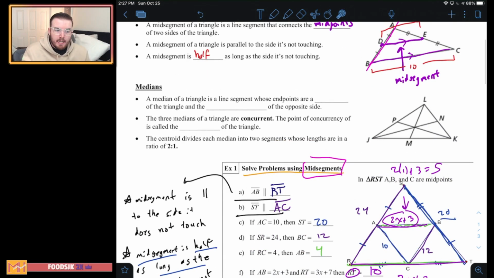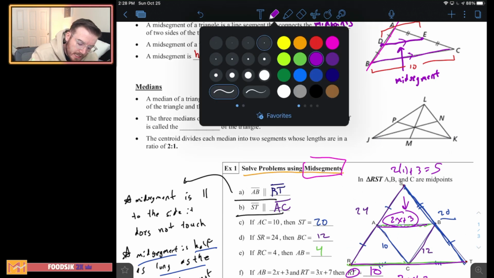Now let's take a look at medians. A median of a triangle is a line segment whose endpoints are a vertex of the triangle and the midpoint of the opposite side.